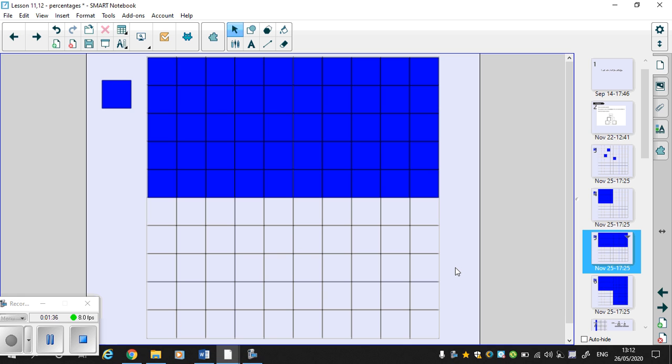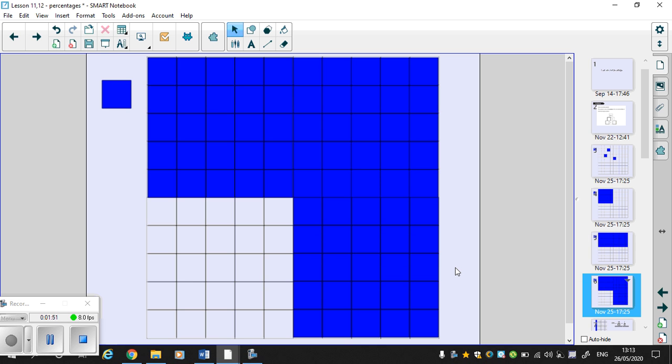Now, percentages are simply the numerator when the denominator is 100. So 50 out of 100, 50 hundredths is the same as 50%. If I were to shade in 75 of those little squares, then I have shaded in 75 out of 100, 75 over 100, 75 hundredths, or 75%.